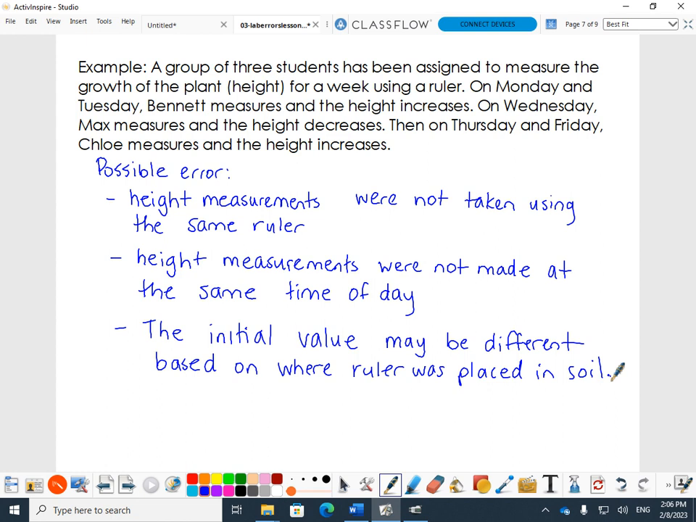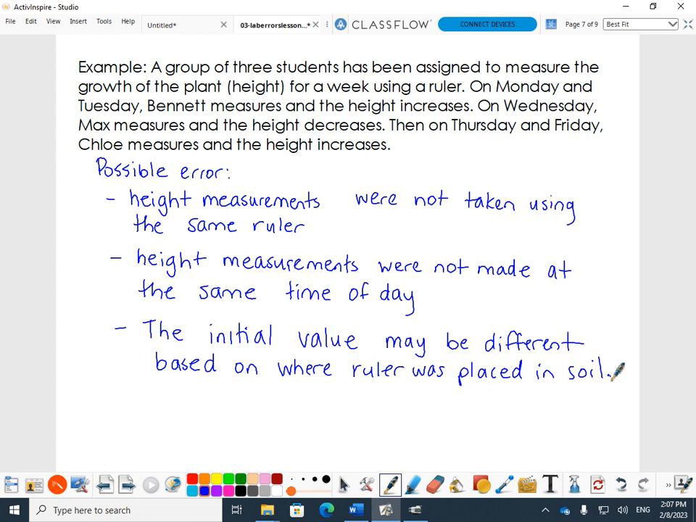Yes. And then sometimes what students will say is, Ms. Todd, I don't even know what an error is that I could write. So even something like this, even when I write this down, the initial value may be different based on where the ruler was placed in the soil. Some of you who are into biology and plants will say, well, wouldn't the soil value even change because the plant uses the soil? Yes, right?